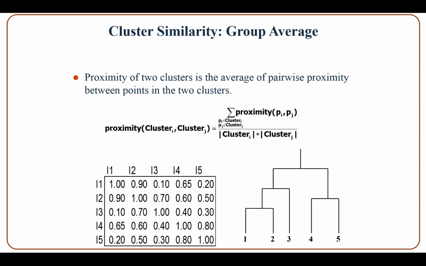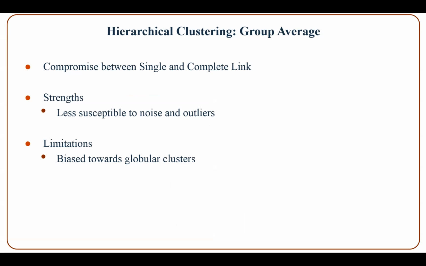In the group average version, proximity of two clusters is the average of pairwise proximity between points in the two clusters. Group average version compromises between single and complete link. The strength is that it is less susceptible to noise and outliers, however it is biased to globular clusters.